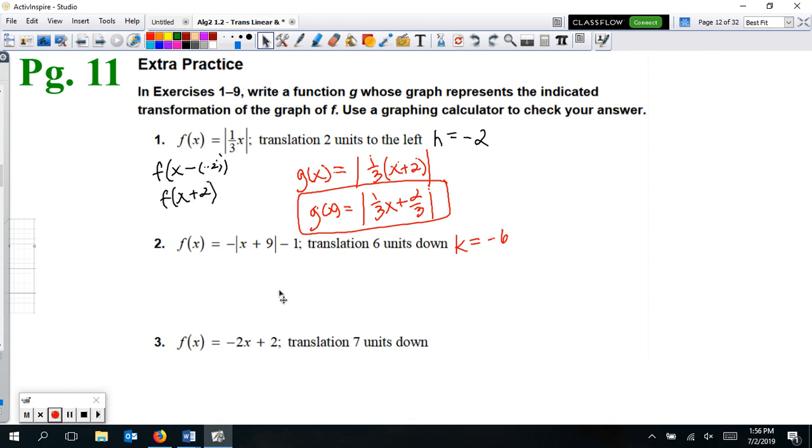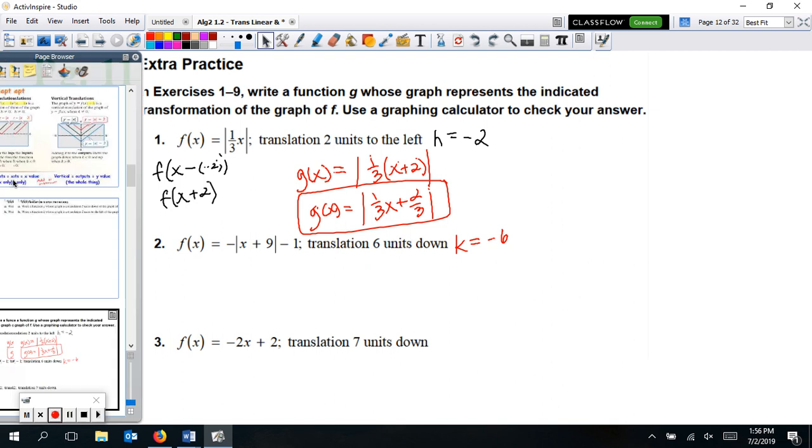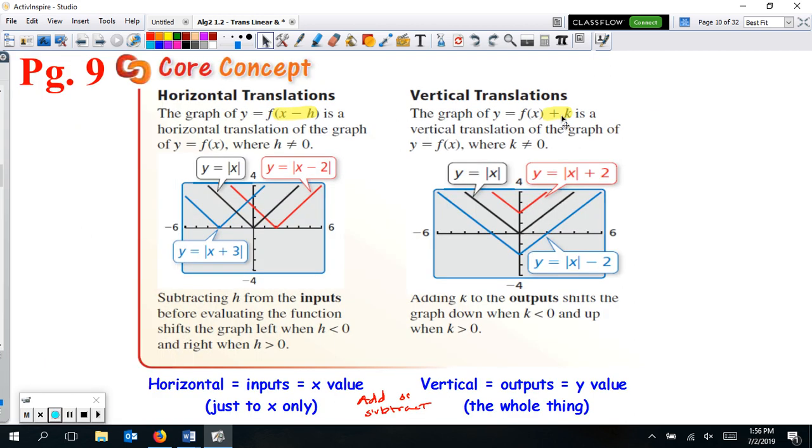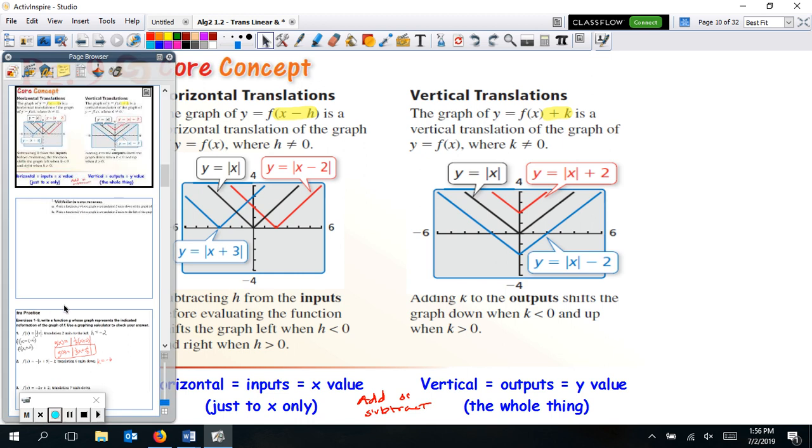This one's just going to go right behind the function. So remember this one, we're going to be subtracting this 6 from our entire function, right there. Our k is going to go past the function. It's going to do it to the entire thing, the whole thing.